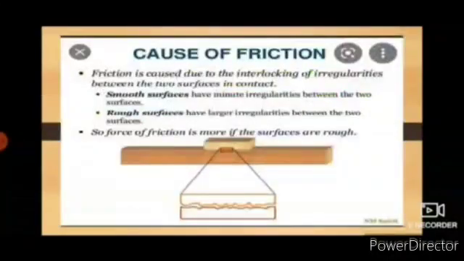Now coming to the causes of friction. Friction is basically caused due to the interlocking of irregularities between the two surfaces in contact. The surface may be smooth or rough. A smooth surface has minute irregularities between the two surfaces, and a rough one will have larger irregularities between the two surfaces. So, friction is always more if the surfaces are rough.